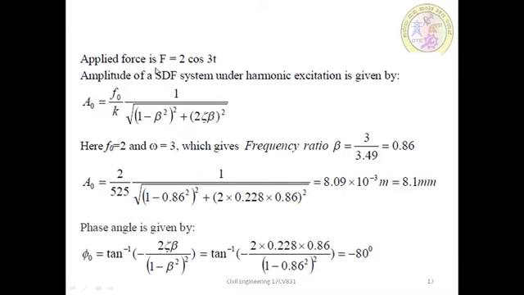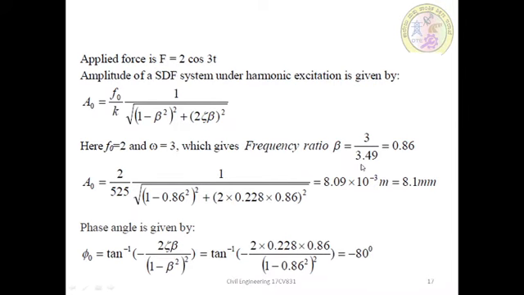Now here the applied force is 2 cos 3t. According to the single degree of freedom harmonic excitation, the amplitude is given by F naught by K into 1 divided by square root of 1 minus beta squared. Beta means the ratio of frequencies. So here F naught is equal to 3 and omega is equal to 3. So we will be having 3 divided by 3.49. Whatever the omega n is, there is 3.